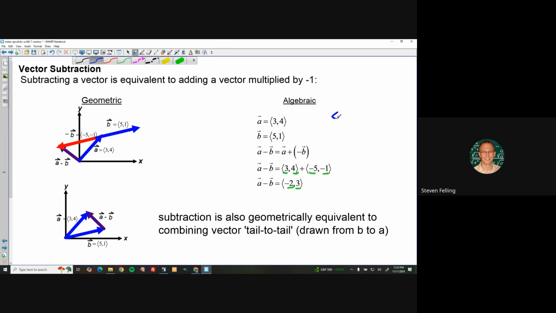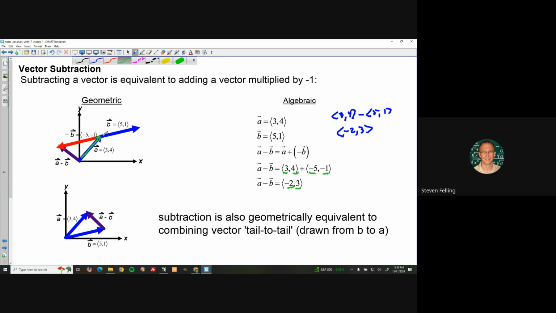So, what I would actually write is this. I would say if you're telling me to take 3, 4 and subtract 5, 1, I'm just going to apply this operation to each thing individually. 3 minus 5 is negative 2, and 4 minus 1 is 3. Simple as that.